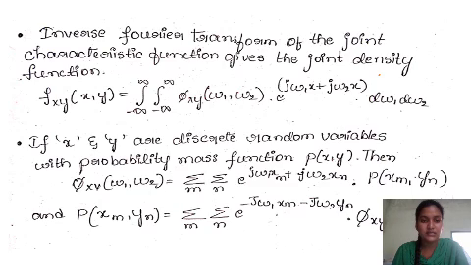If X and Y are discrete random variables with probability mass function p xy, then phi xy of omega 1 comma omega 2 is equal to the summation over m, summation over n, of e power j omega 1 xm plus j omega 2 yn into p of xm comma yn, where p of xm comma yn is equal to the summation over m, summation over n, of e power minus j omega 1 xm minus j omega 2 yn into phi xy of omega 1 comma omega 2.